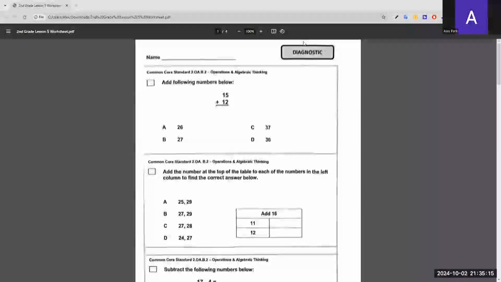Today we're going to be doing second grade lesson 5 worksheet. So let's start off with number 1. Add the following numbers below. 15 plus 12.